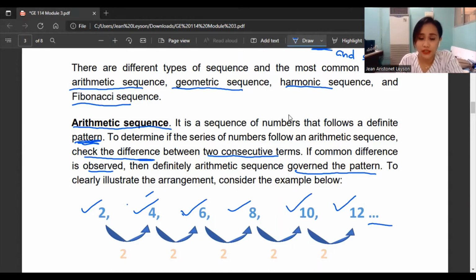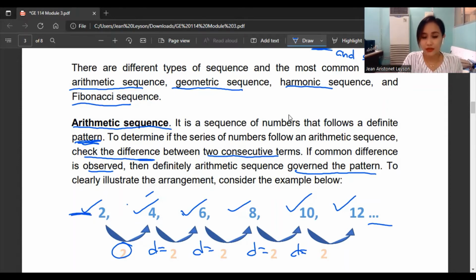So if we subtract 4 by 2, the difference is 2. If we subtract 6 by 4, still the difference is 2. 8 by 6, still we have a difference of 2. 10 minus 8, it's 2. 12 minus 10, that is still 2. So, if you observe a certain common difference by subtracting the consecutive terms, we can conclude that this sequence, the set of numbers, is an arithmetic sequence.